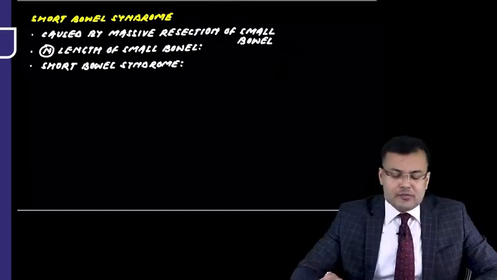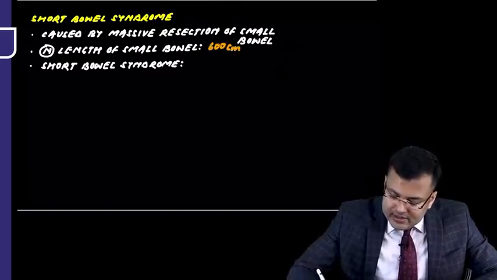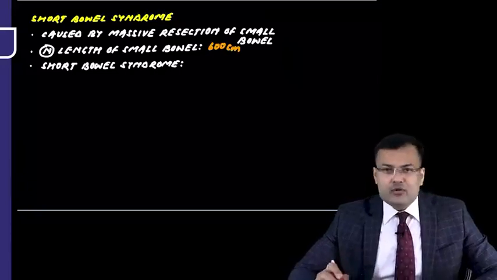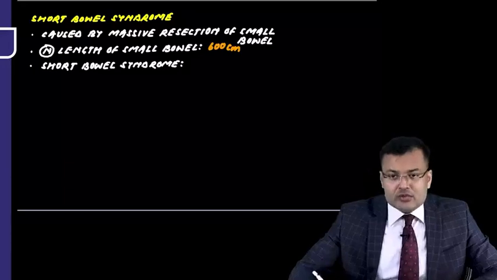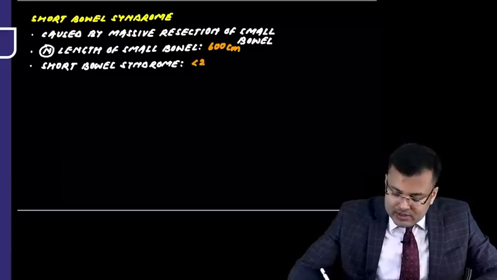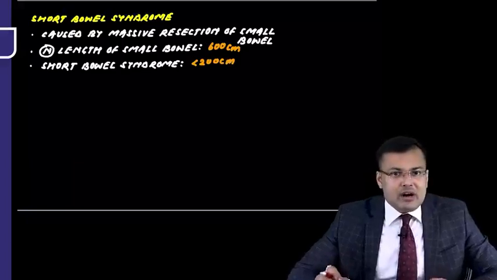What is the normal length of the small bowel? Normal length is 600 centimeter, so 6 meter. When are we going to label that the patient is having short bowel syndrome? Whenever the small bowel length is less than 200 centimeter, the patient is having short bowel syndrome.